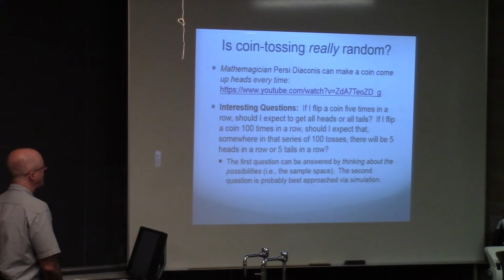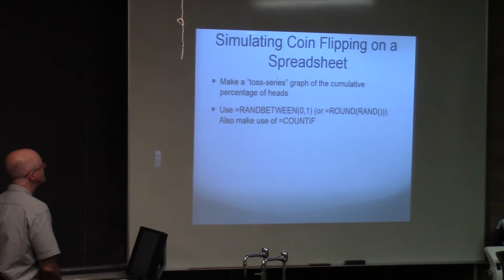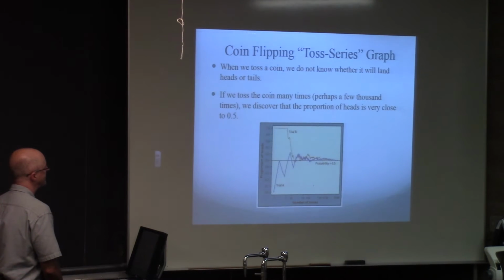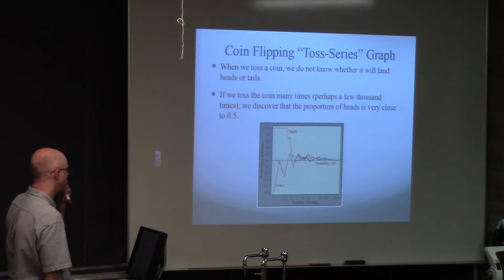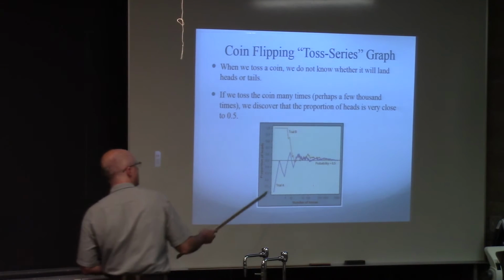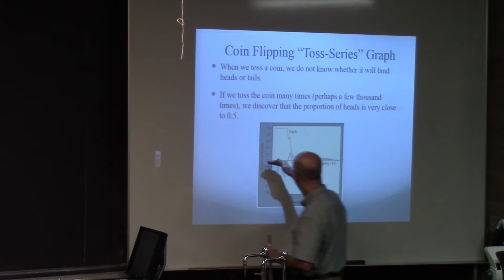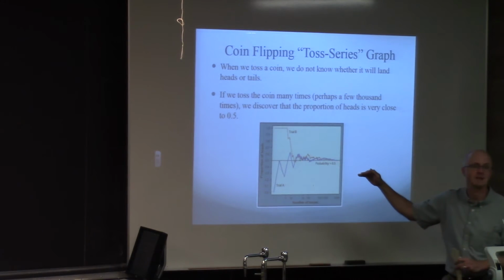I'll skip over this slide. We talked about that last time. I did do a simulation of coin flipping on a spreadsheet with rand between as well, and created a toss. Well, okay, this is from the book, the toss series graph. It's analogous to the previous one, except the population proportion is 0.5 instead of 0.6.